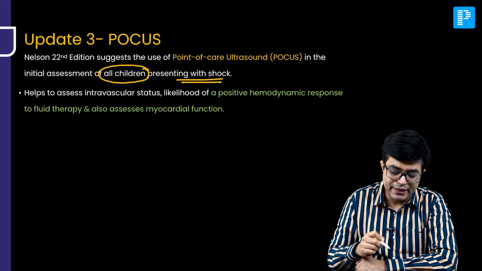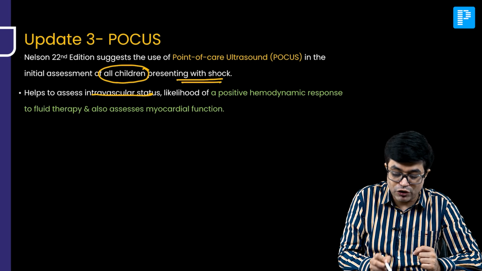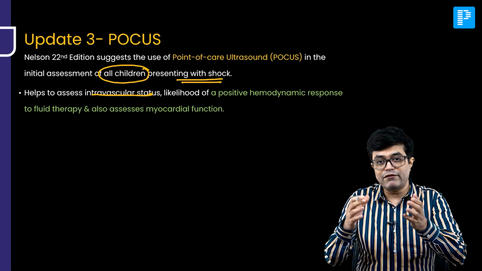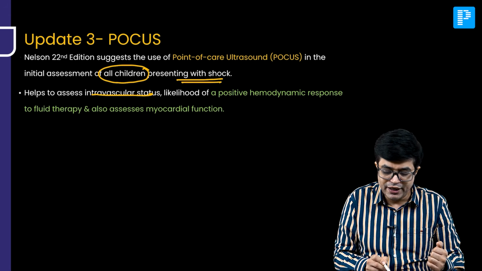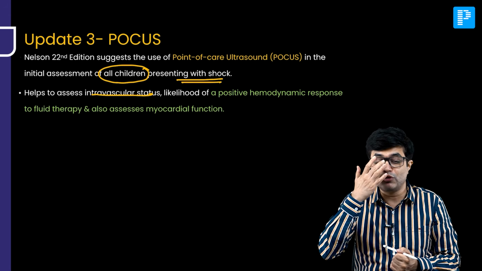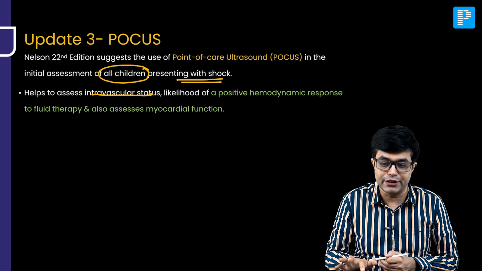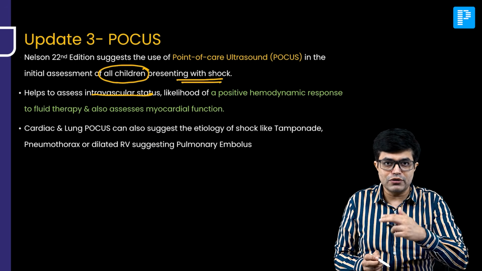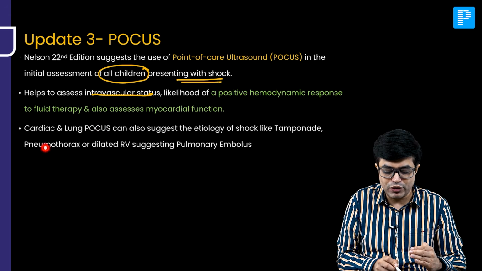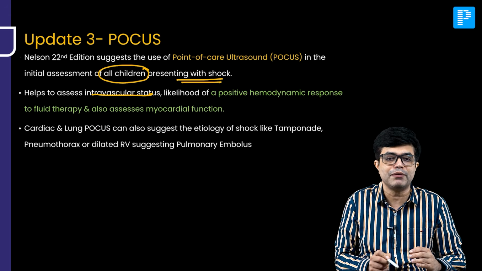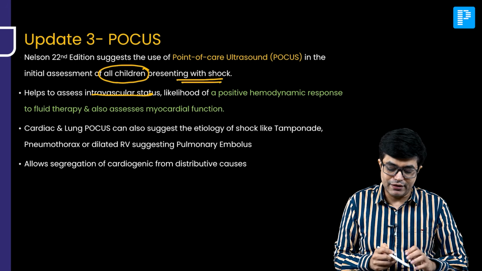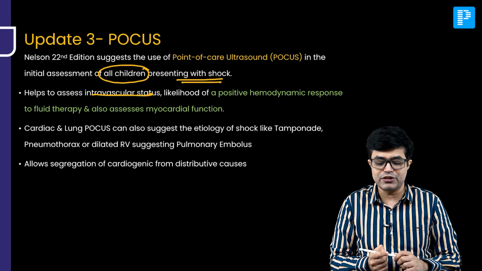Why do we do it? It helps to assess intravascular volume status. It tells you whether, when you give fluids, there will be a positive hemodynamic response or not. And also it will assess myocardial function in the patient. So it will be useful to rule out cardiogenic shock from the other varieties of shock. And you can also simultaneously do cardiac and lung POCUS. And if you find the patient is having cardiac tamponade, pneumothorax or dilated RV suggesting pulmonary embolus, again, cardiogenic shock can be distinguished from the other types of shock. And it allows segregation of, as I said, cardiogenic from distributive causes.